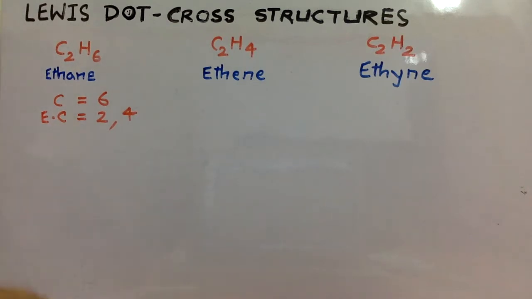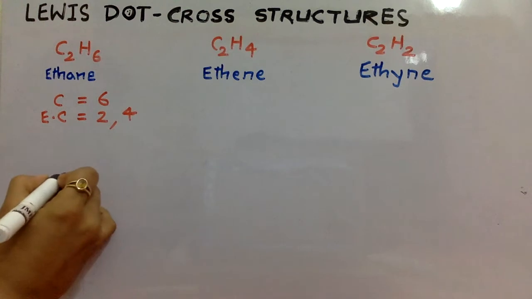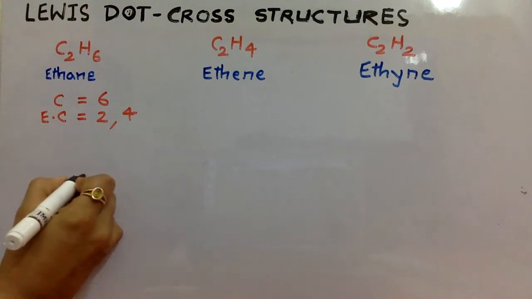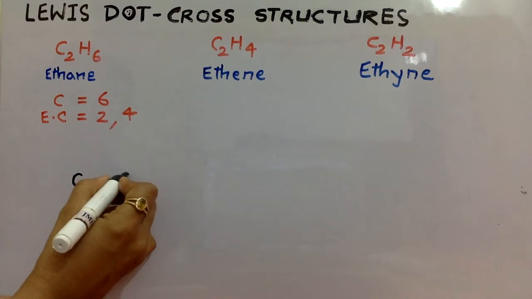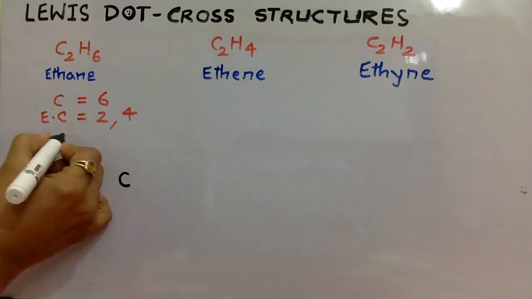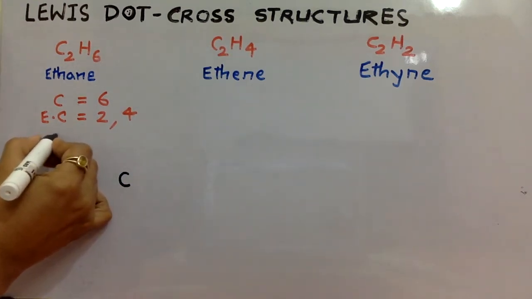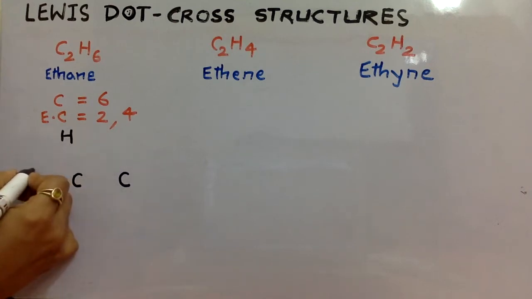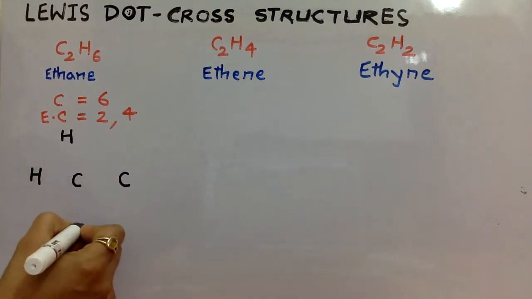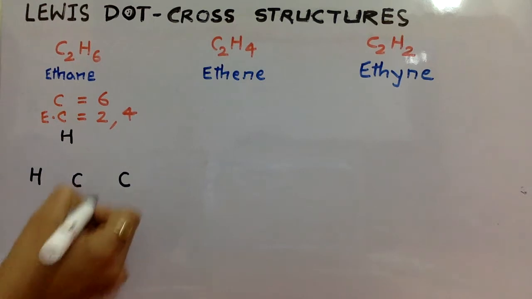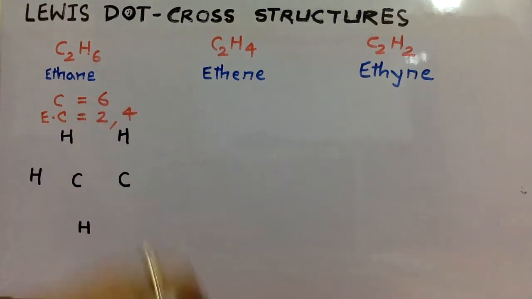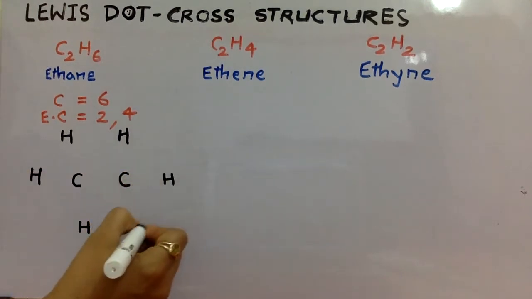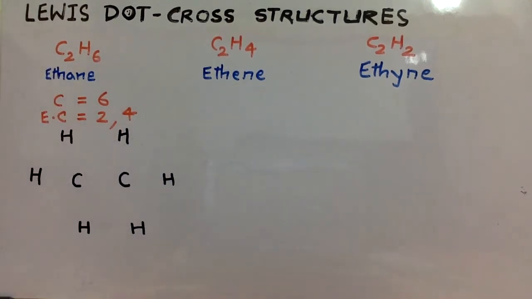It's known. Now we've got 2 carbons in this structure, correct? And there are 6 hydrogen atoms. So 1, 2, 3, 1, 2, 3. Okay.